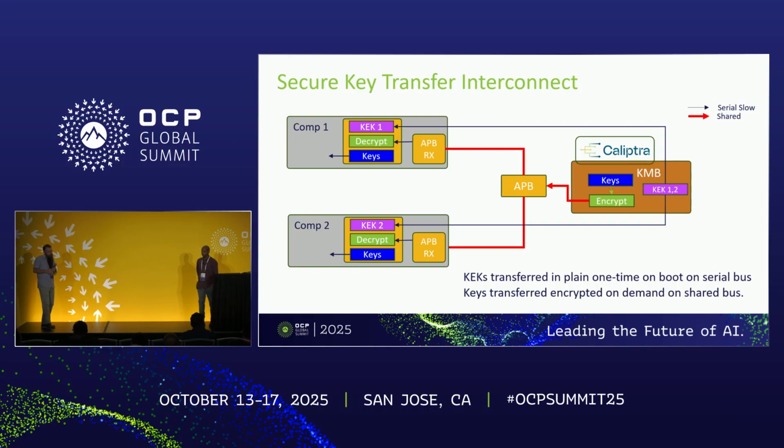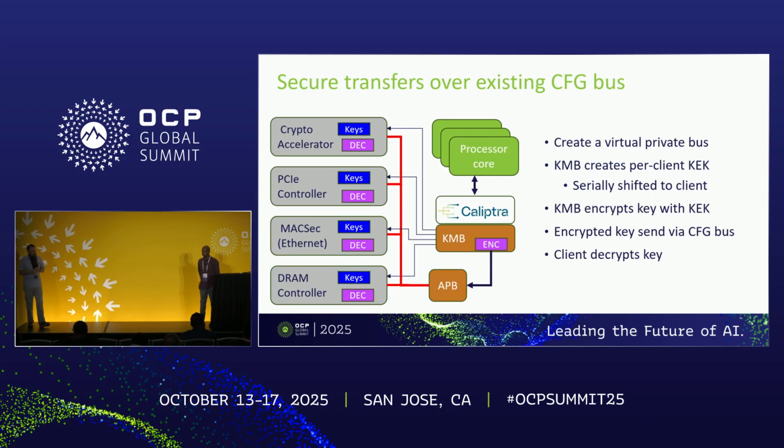I don't know if there's anything else on this slide. Yeah. Here's an example of this unrolled, deployed at a SoC level, right? So you have your KMB, you have your serial wires going to all the destinations that need to have keys, and then you have your shared fabric that's containing all of the key material for all of the devices. But in each case, only the targeted entity is going to be capable of decrypting the key that's being transferred into it.